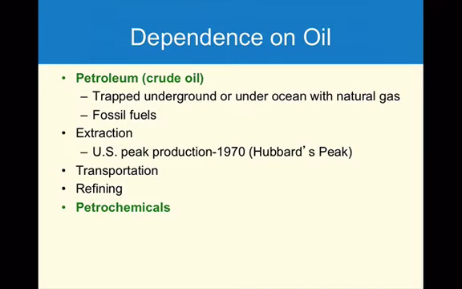So, dependence on oil. As you could see from that initial pie chart, the United States is extremely dependent on oil. And it comes in the form initially of crude oil, and we were actually extracting it at a pretty rapid rate, but the highest rate was in 1970, which they refer to as Hubbert's Peak. And as a result of the fact that we don't produce enough oil to sustain our own use, we have to transport it from other countries, namely the Middle East.